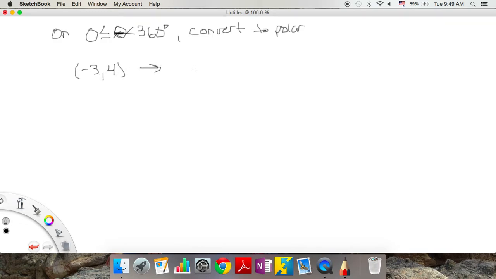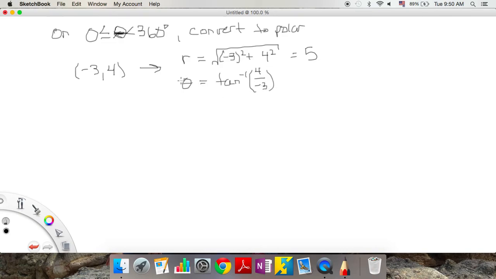If I want to convert that to polar coordinates, well, I know that r is equal to the square root of x squared plus y squared. So that's the square root of 9 plus 16. 9 plus 16 is 25. The square root of 25 is 5, so my r is 5. And I know my theta is the inverse tangent of y over x.